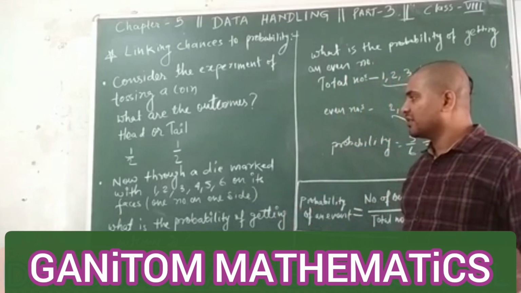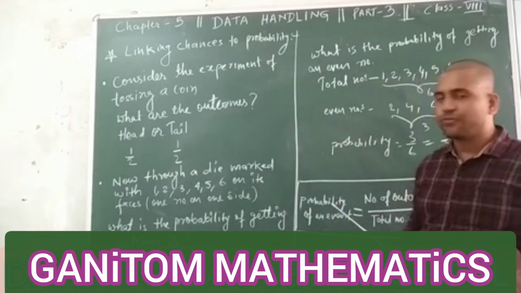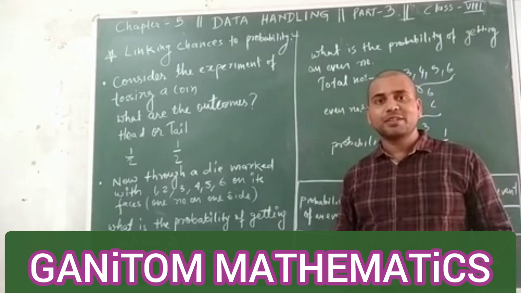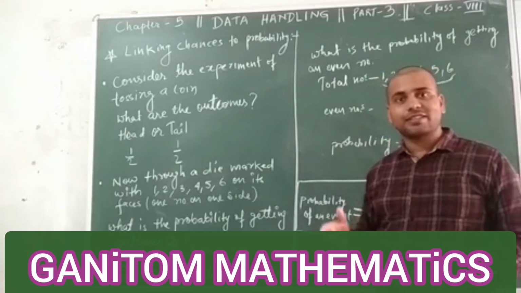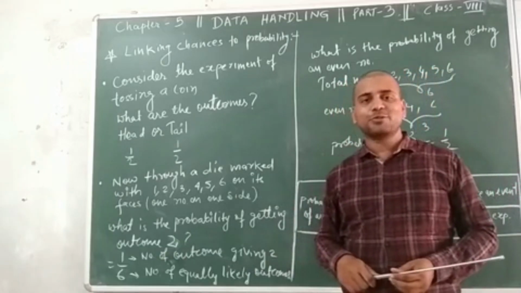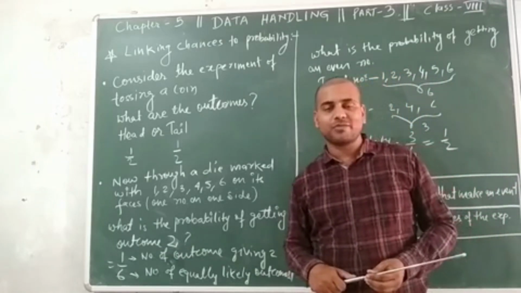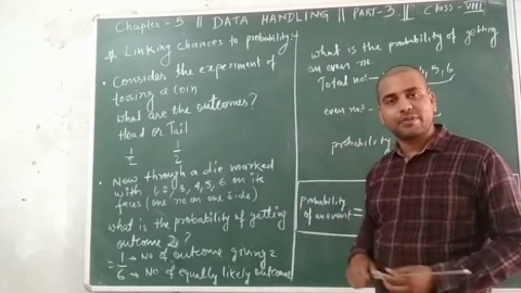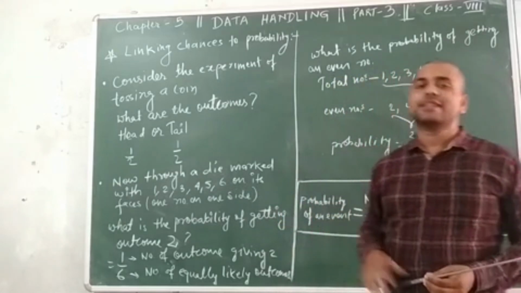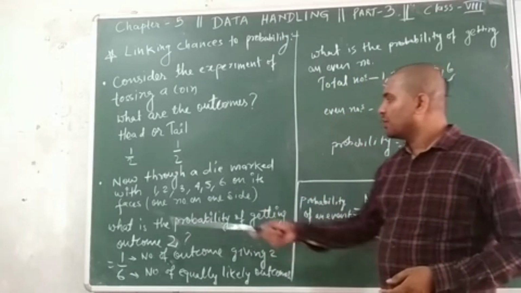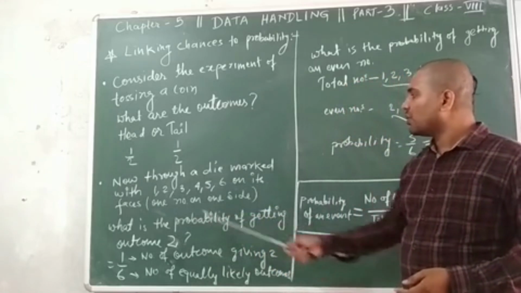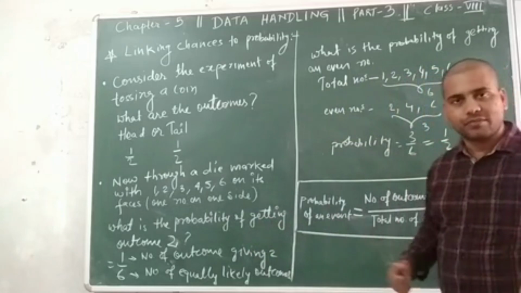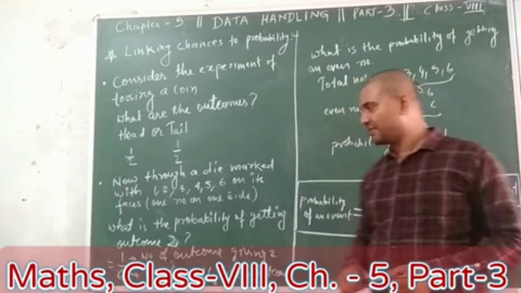Now consider a die marked with 1, 2, 3, 4, 5 and 6. Most of the students think that the word is dice, but dice is the plural form of die. So when we talk about one, we use die. When we talk about two or more, that will be dice. One number on each side will be placed only. All the students have an idea about that.